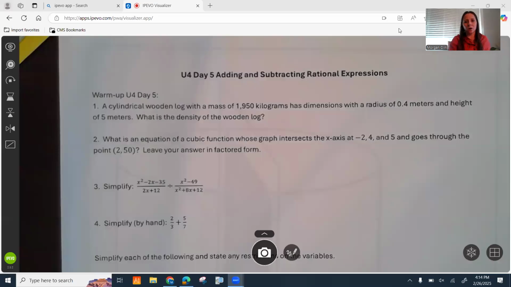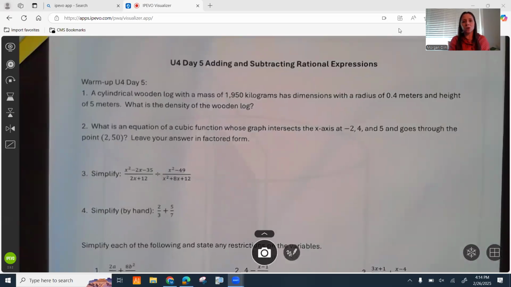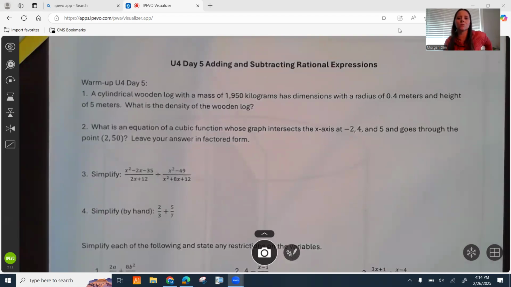All right, here we go. We are on day 5, unit 4. We're going to be adding and subtracting rational expressions. Yesterday, we did multiplying and dividing. All right, let's begin with our warm-up right here.